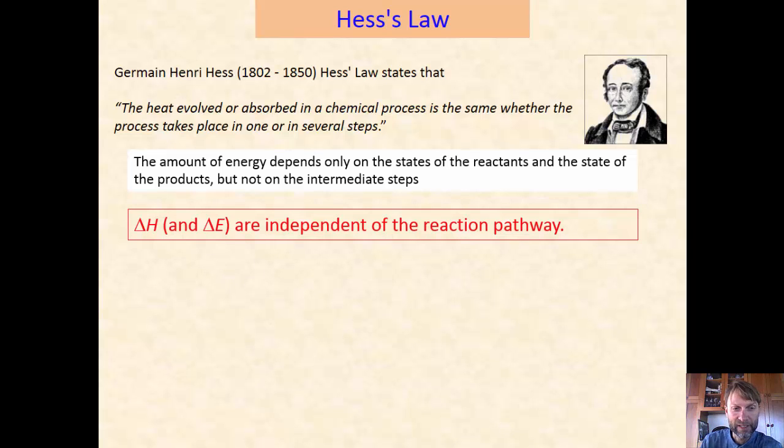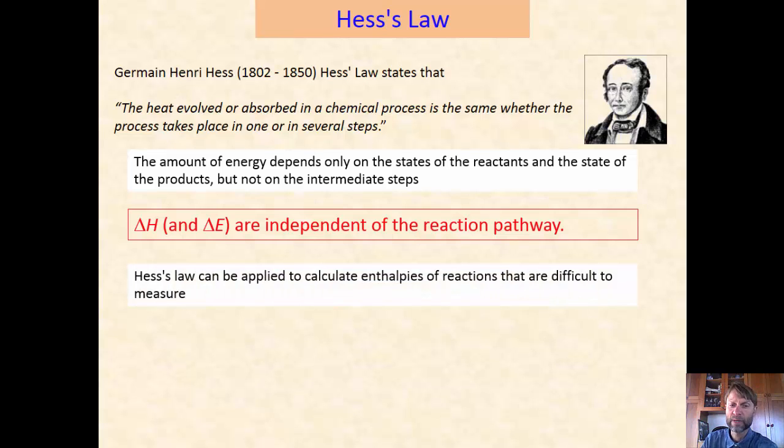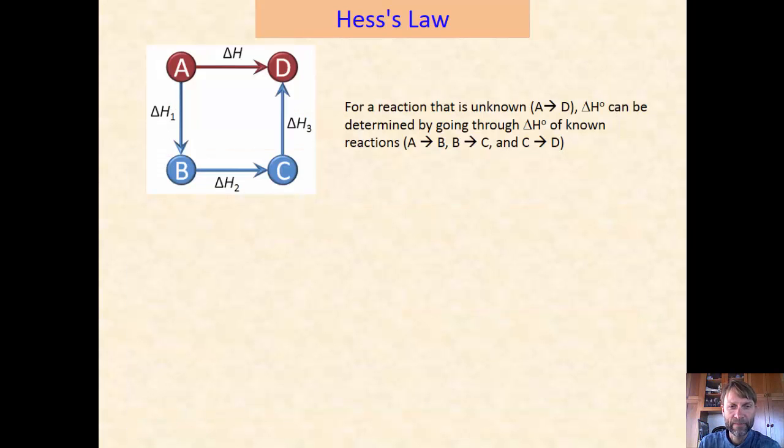They are state functions. Hess's law can be applied to calculate the enthalpies of reactions that are difficult to measure, and as a result we have enthalpies of reactions tabulated for thousands of reactions, some of which have not even been determined experimentally. The basic idea is that if we want to find the enthalpy of reaction of reactants A going to products D, we can determine that by going from A to B, from B to C, and from C to D, and adding up the associated enthalpies of reactions.